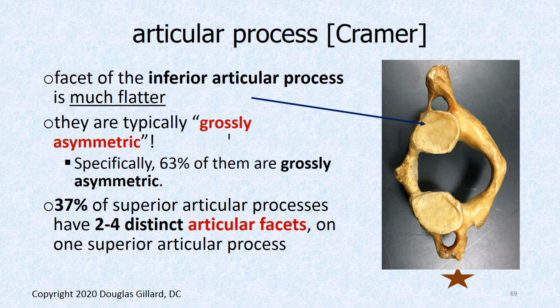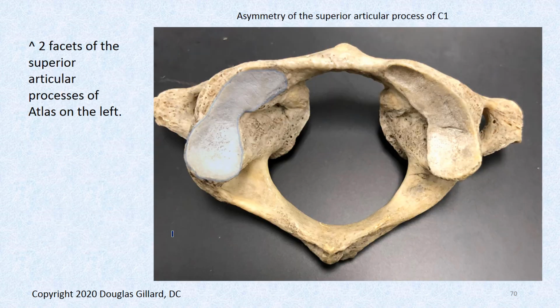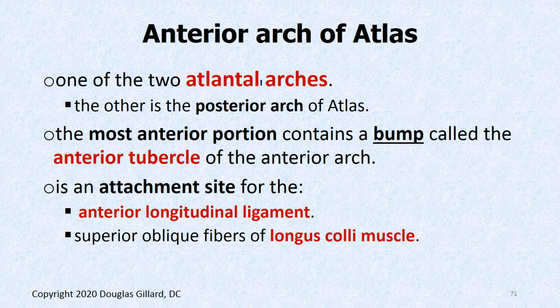They can be grossly asymmetric too. All of these articular processes, 37% of the facets of superior articular processes, actually have 2 or 3, even 4 different facets. So they can have multiple facets. In this one, technically, you could say there's one here. There's one here. Some people might even consider this its own facet. We'd have to see, of course, the living tissue to see. But they can have multiple facets.